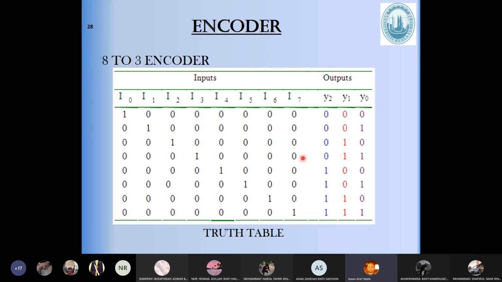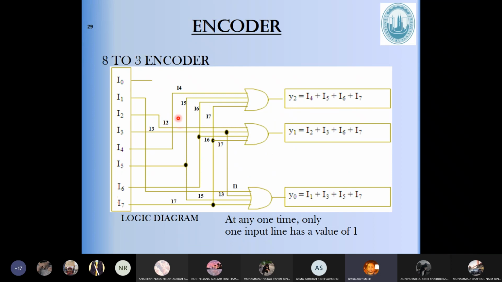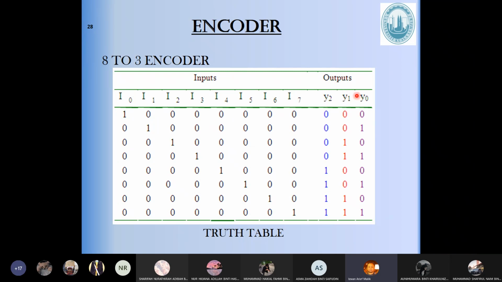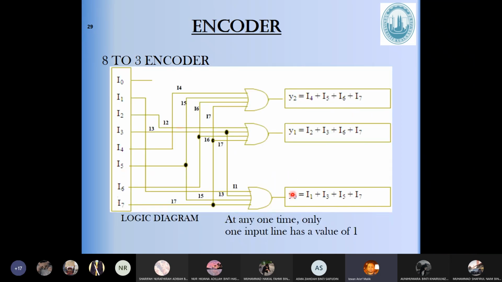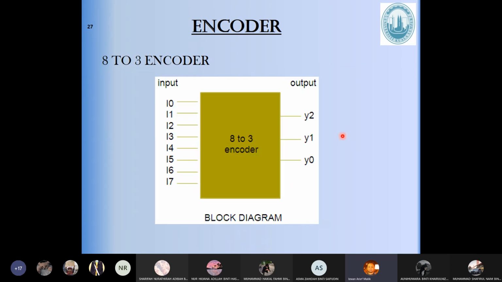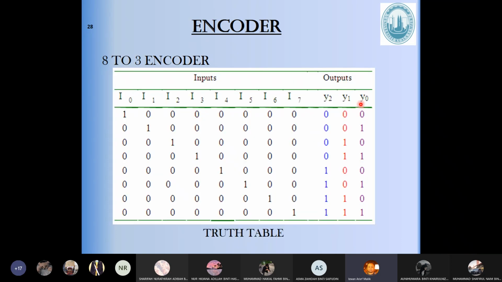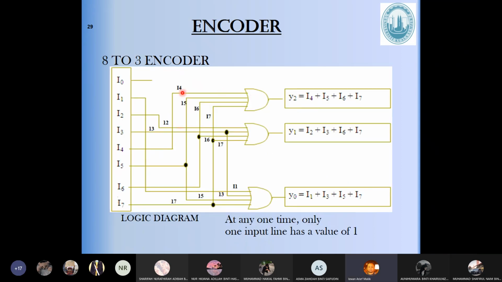Okay. And then you can draw the logic diagram by using this truth table. Okay, so this is the logic diagram. If you look into the output, we have 3, Y2, Y1, Y0. So for Y2, the ones that are high are I4, I5, I6 and I7. Okay. The others are empty. So when empty, no need to take them. So you connect I4, I5, I6 and I7 to become the Y2 output.